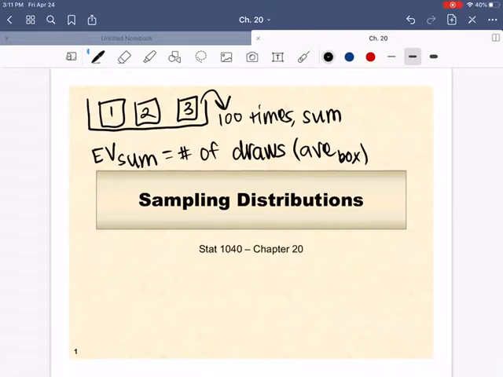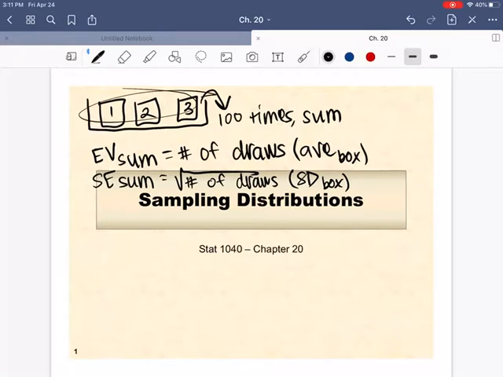And then there's also a formula, SE sum. And that is the square root of the number of draws times the standard deviation of the box. And again, that standard deviation can be found by putting these numbers into a list, 1, 2, and 3, and then doing one of our stats with it. So these are formulas we've learned for expected value and SE for sums of boxes.